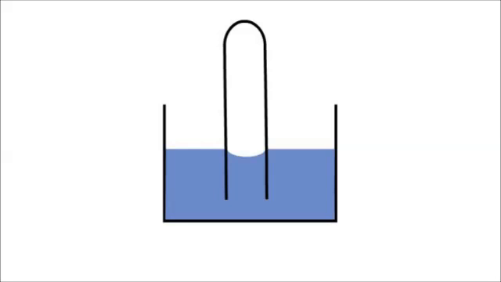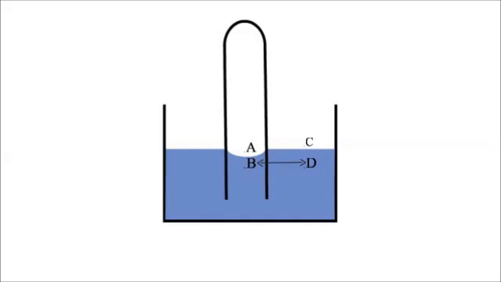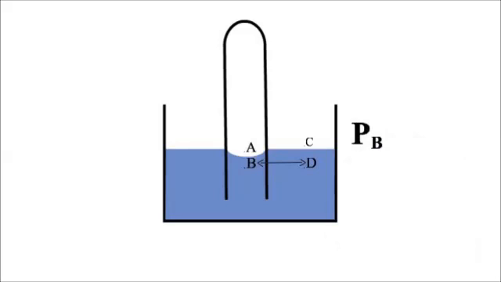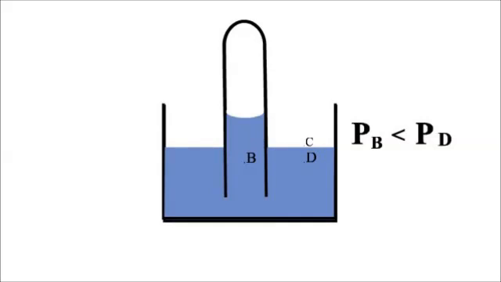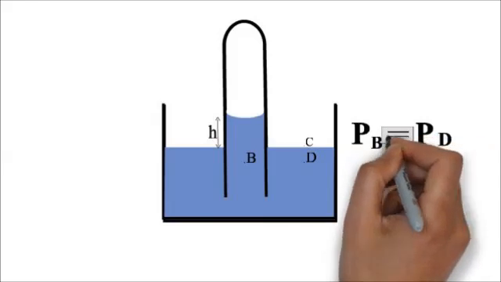Consider this arrangement. When we dip a capillary tube in water, the surface tension causes the water to curve inside the capillary and form a hemispherical shape. The pressure at points B and D must be the same for being at the same horizontal level. But point B being on the convex side of the liquid surface in the capillary, the pressure at B is less than that at D. In order to balance the pressure difference between the 2 points, the water rises in the tube by a height h so that the pressure at B now equals the pressure at D.